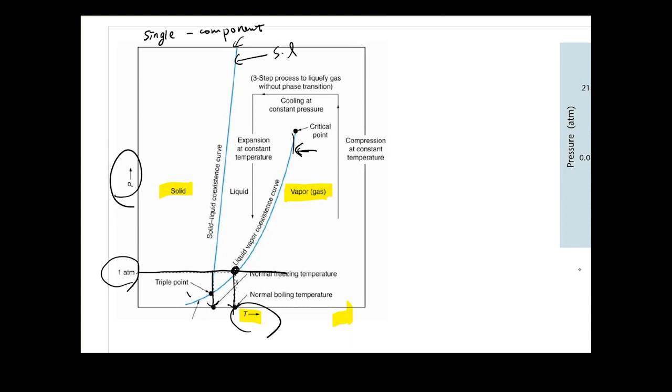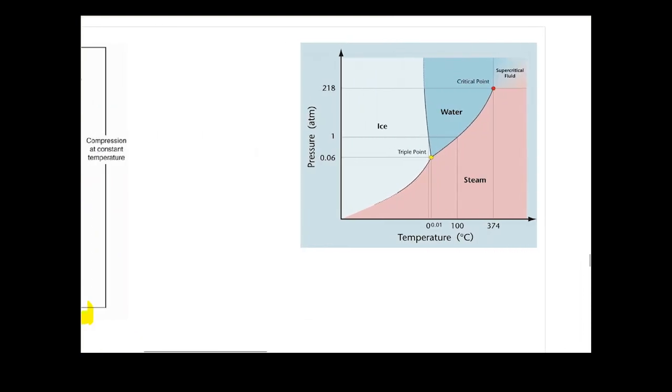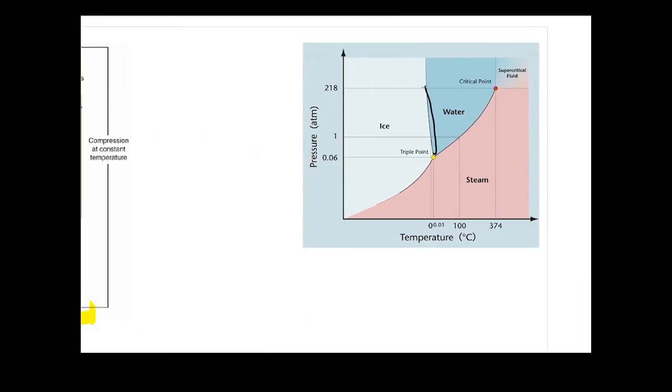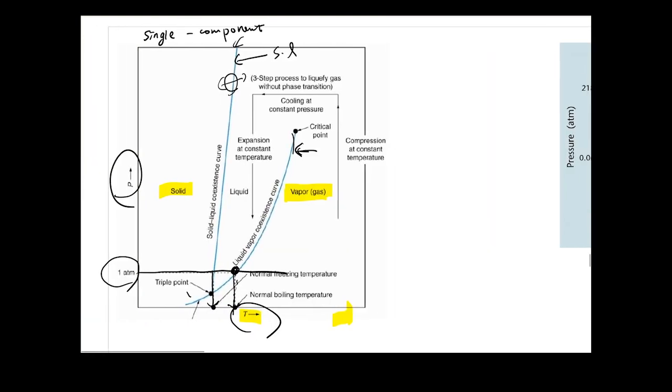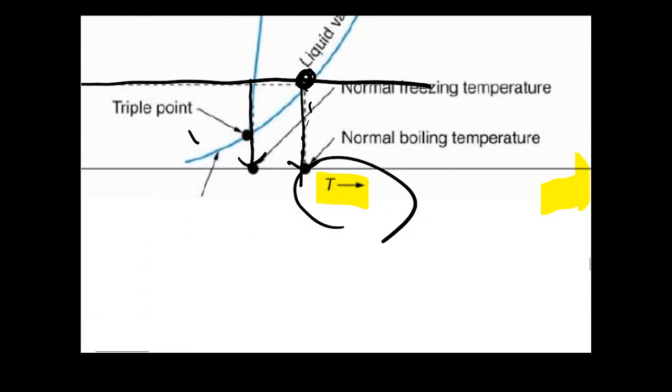One important feature is that for this solid-liquid line, the slope is always positive, except water. Water is actually the only material that has this negative slope. Water is actually a very special element. With this knowledge, it already provides you many pieces of information.